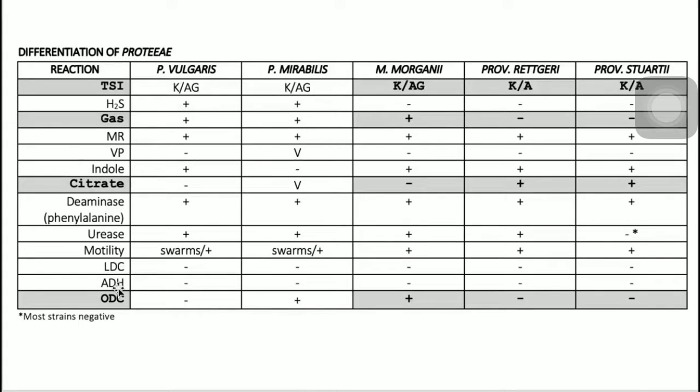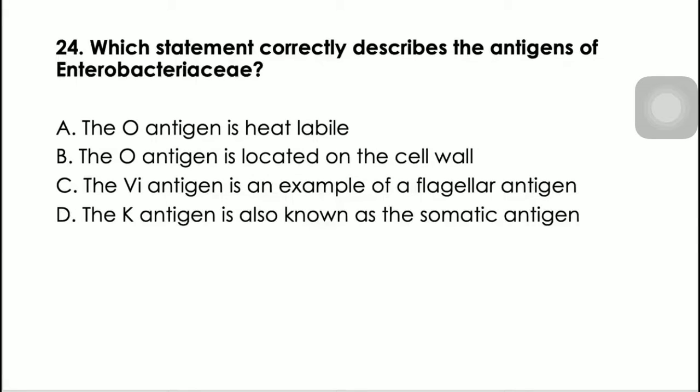Then we also have here our ornithine decarboxylation test. For ornithine decarboxylation, this one is positive for, please take note, Proteus mirabilis and Morganella morganii. My clue here is that mirabilis and Morgan are corny, so they are ornithine decarboxylase positive. Who are they? Proteus mirabilis and Morganella morganii. They are ornithine decarboxylase positive. Okay? So again, that's for the differentiation of the Proteus family. Okay, next we will have questions.